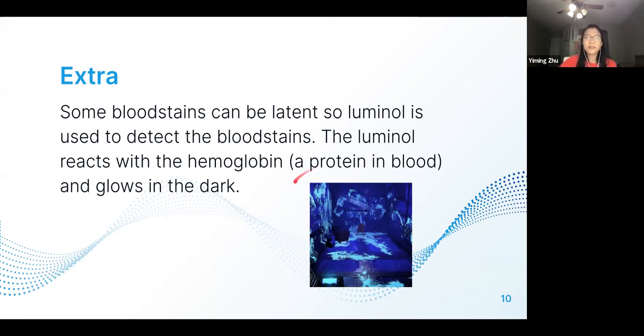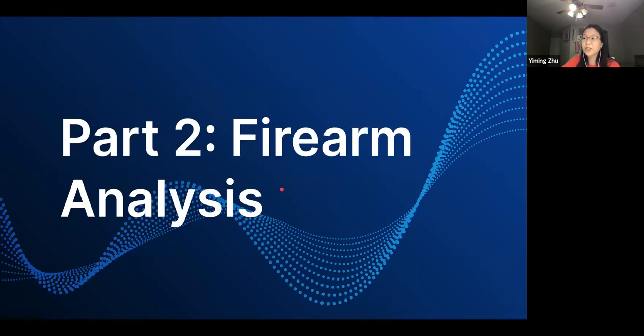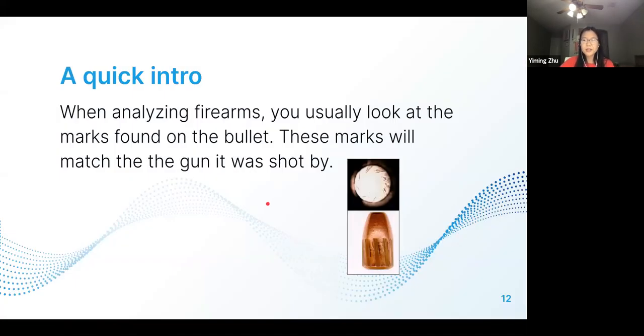Okay, now we have part 2. This is firearm analysis. So, a quick intro to analyzing firearms. You usually look at the marks on the bullet. As you can see in this picture right here, there are these little marks on its side, right here. And these marks can match the gun it was shot by.